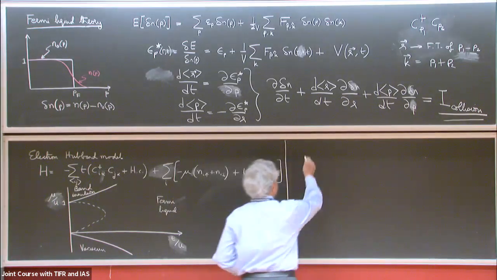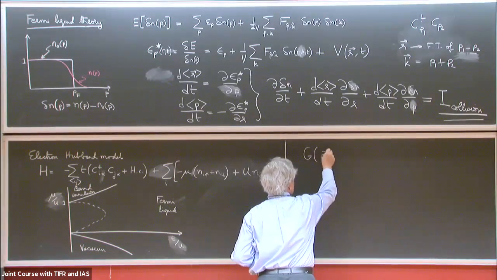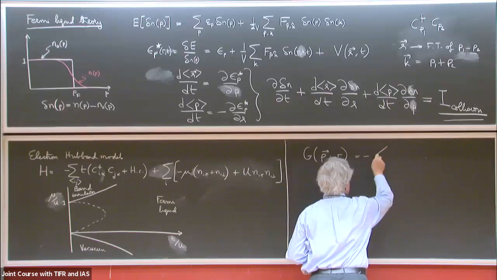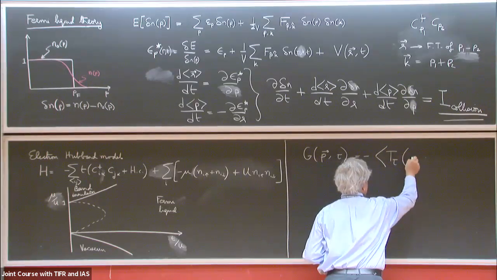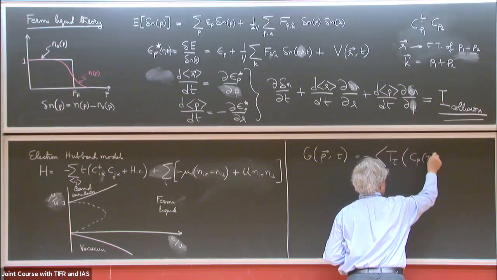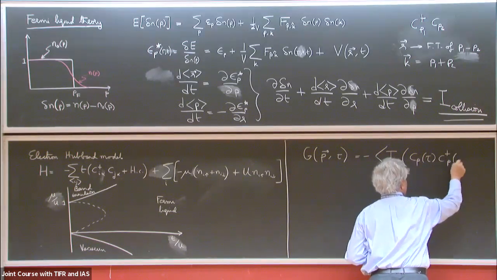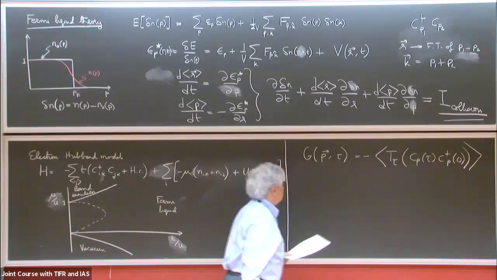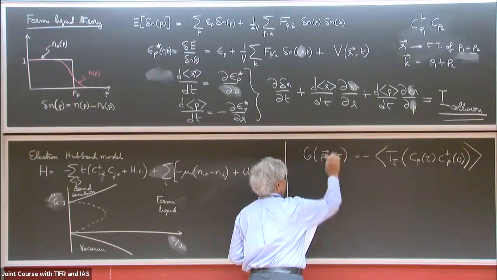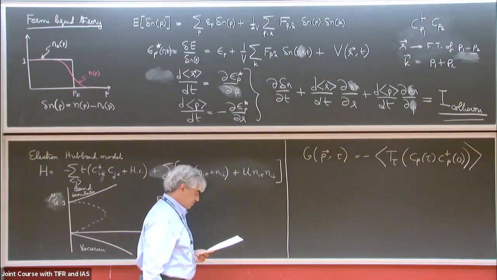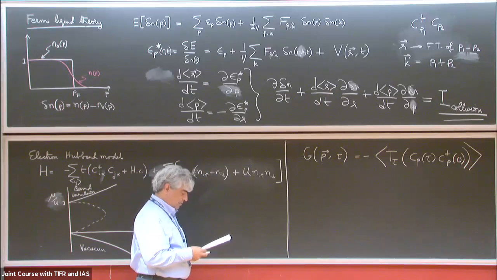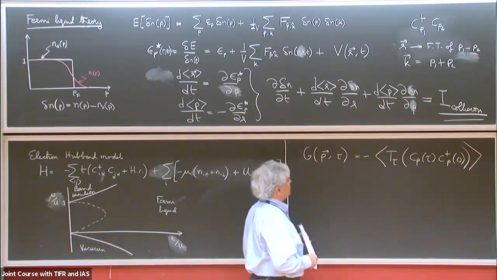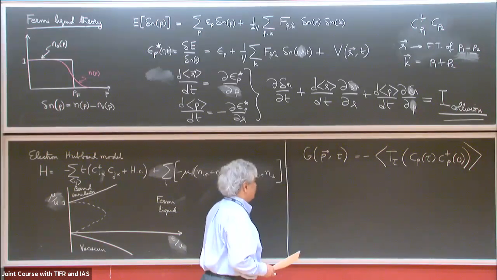So the basic Green's function we're going to talk about, G of p and imaginary time tau, is minus the time-ordered product of c_p of tau and c dagger_p of zero. This is moving forward in imaginary time with the time evolution operator in imaginary time, which is e to the minus tau H, where H is the Hamiltonian. So you can compute this for free fermions.